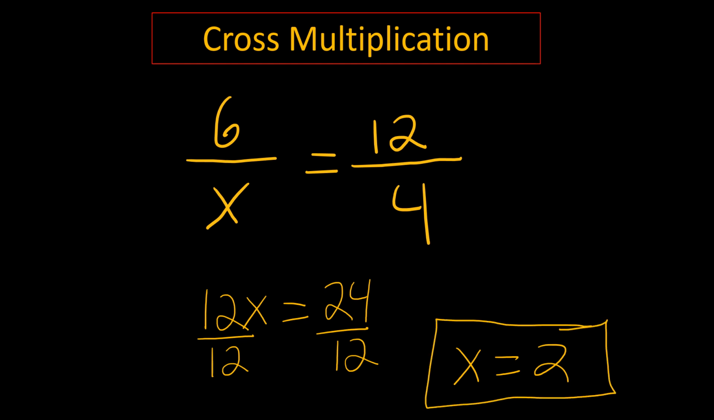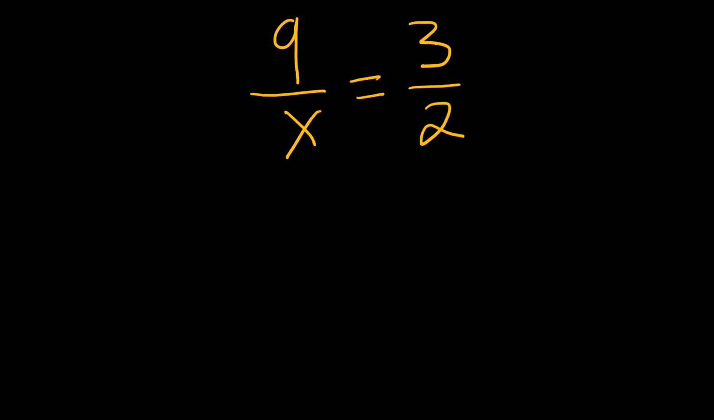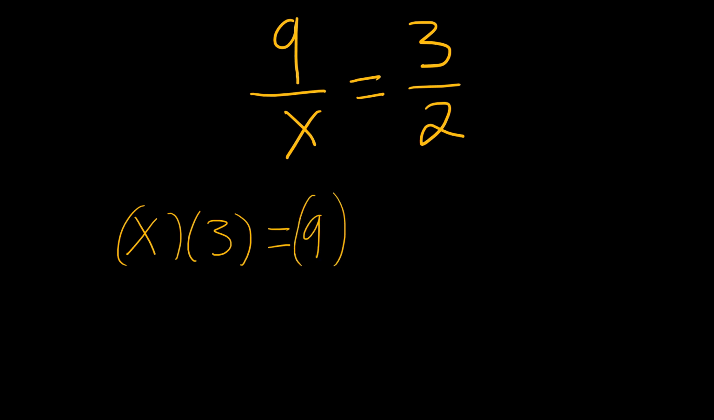Let's work another example. So in this example, I have 9 divided by x equals 3 divided by 2. We're going to need to cross multiply in order to find x. So it's going to be x times 3, and this is going to be equal to 9 times 2. So all we did was multiply x times 3 and 9 times 2 and set them equal to each other.